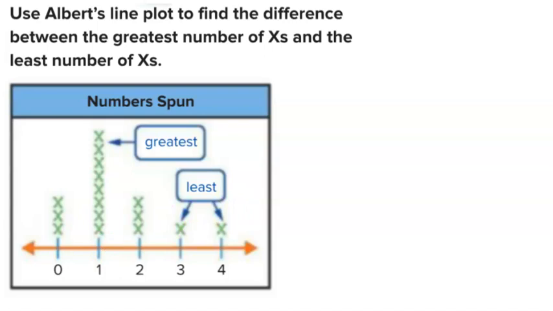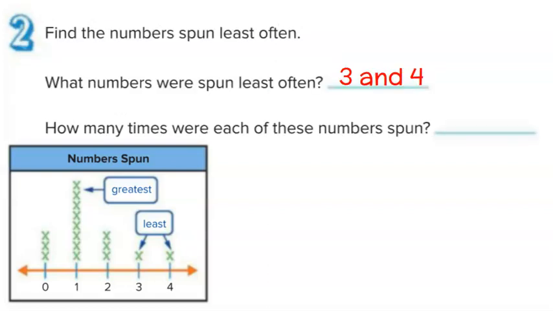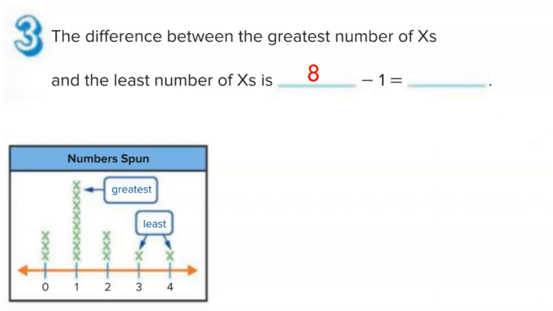So we need to find the difference between the greatest number of X's and the least number of X's. So first of all, find the number spun most often, which we decided was 1. How did we know that? Because it has the most X's above it. Next, we need to find the numbers that are spun least often. So we decided that 3 and 4 were spun least often. How many times? Just 1 time. The difference between the greatest number of X's and the least number of X's is, well, there's 8 ones minus just 1. So 8 minus 1 is 7.